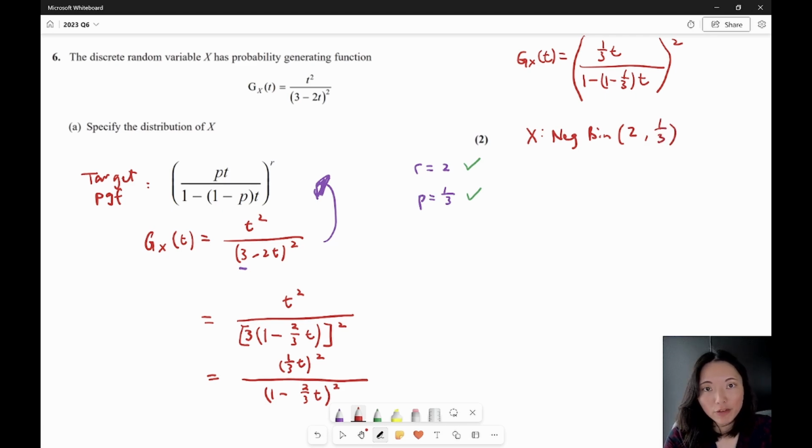It's actually quite straightforward if you make use of the formulas given in the formula book, and also if you're careful with your rearranging of the terms.